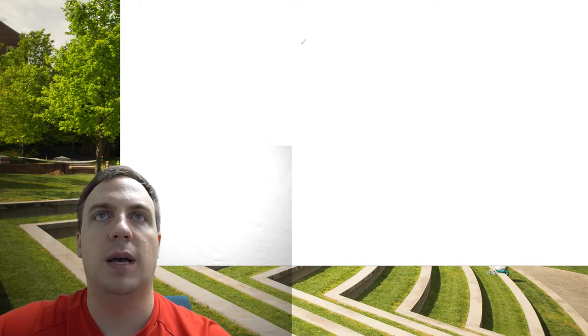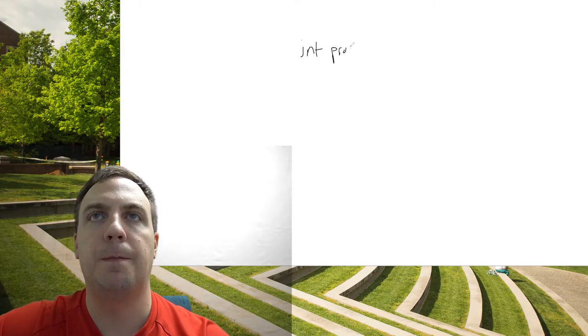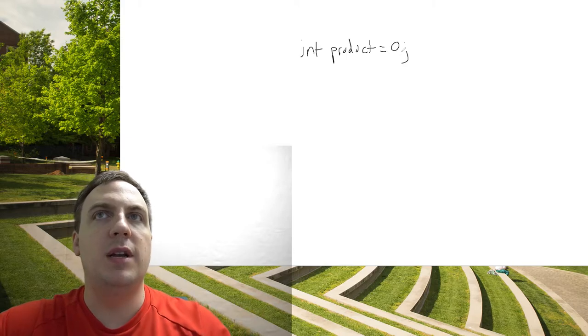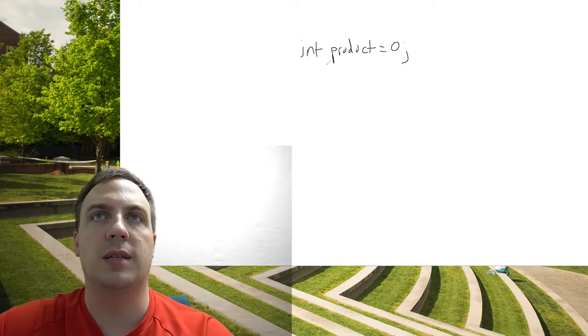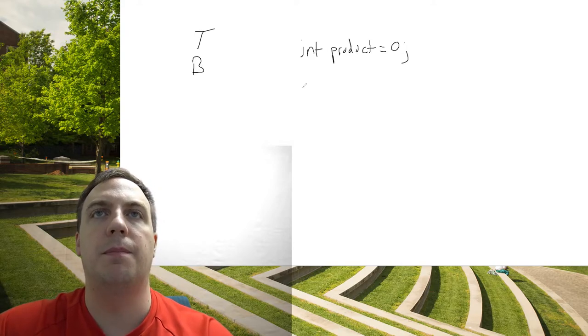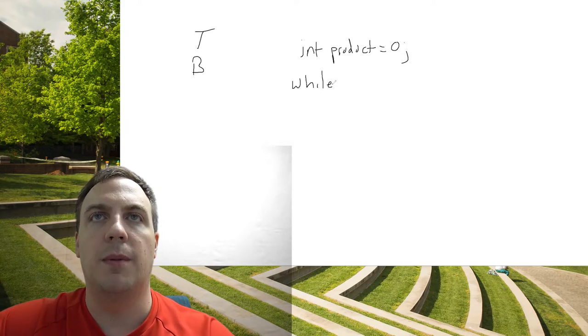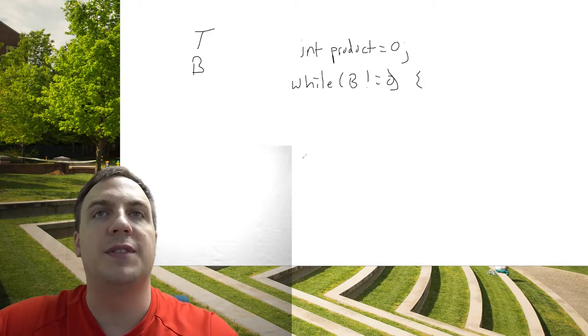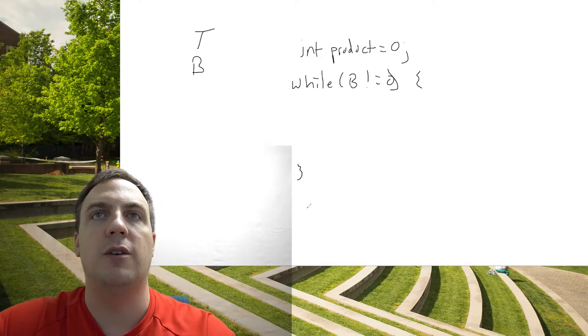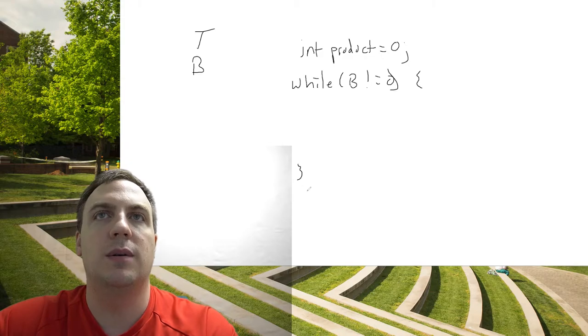So what we're going to look at is how we can implement something like this in C++. The product is going to equal zero. Right now, if we don't do any multiplication at all, the product is going to be equal to zero. Remember, we're going to call the top number T and the bottom number B. While B is not zero, that means we have something to multiply. Otherwise, what's going to happen? Well, this is going to be false and we get the value zero, because anything times zero is zero.